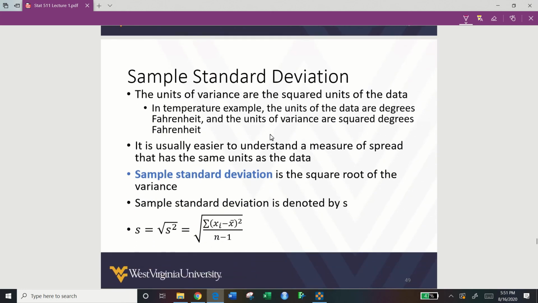Another measure of spread we examine is the standard deviation. The standard deviation is closely related to variance. It is just the variance after we take the square root. So square root of the variance is the standard deviation. Why do we use this? Well, sometimes certain formulas call for the standard deviation as opposed to the variance, and it can also be easier to understand the standard deviation than the variance.